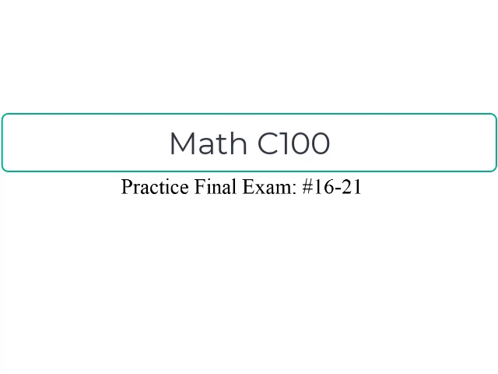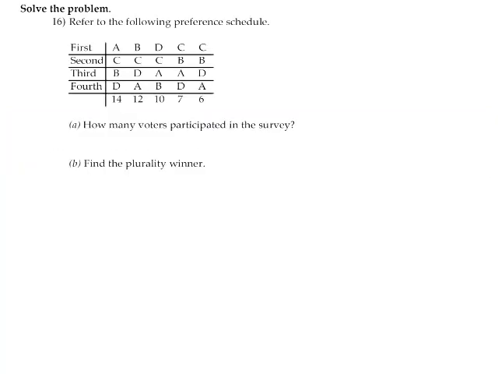Today I'll be reviewing the practice final exam, problems 16 to 21. Starting with number 16, we are told to solve the problem and refer to the following preference schedule. We have the total number of voters for each column, as well as designated first, second, third, and fourth rankings.